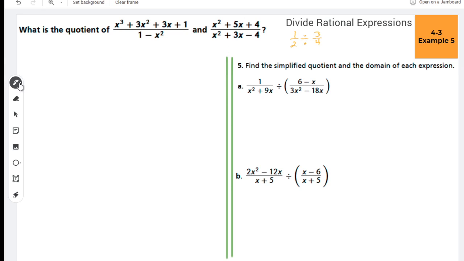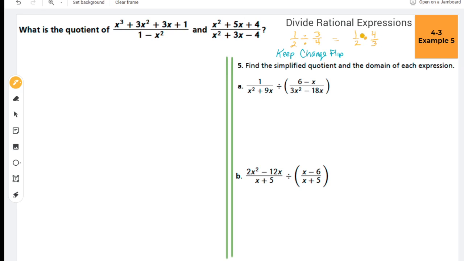Back in the old days, your middle school or elementary school teacher probably taught you to keep, change, flip. So that means we keep the first fraction as it is, 1/2. We change from division to multiplication, and then we flip the second fraction upside down. So instead of 3/4, I would have 4/3.